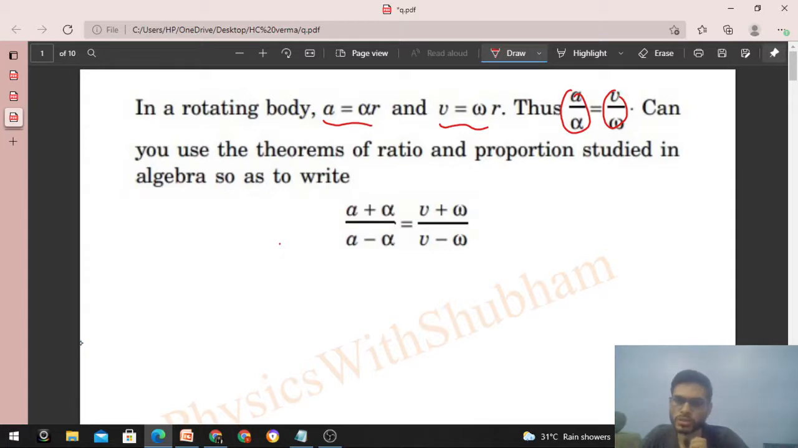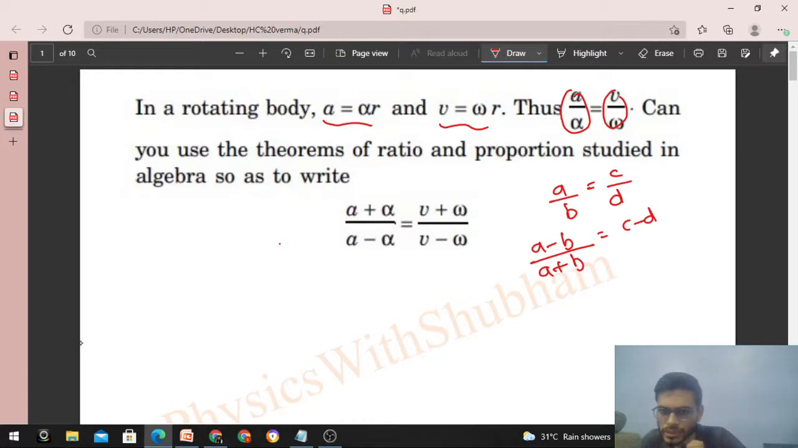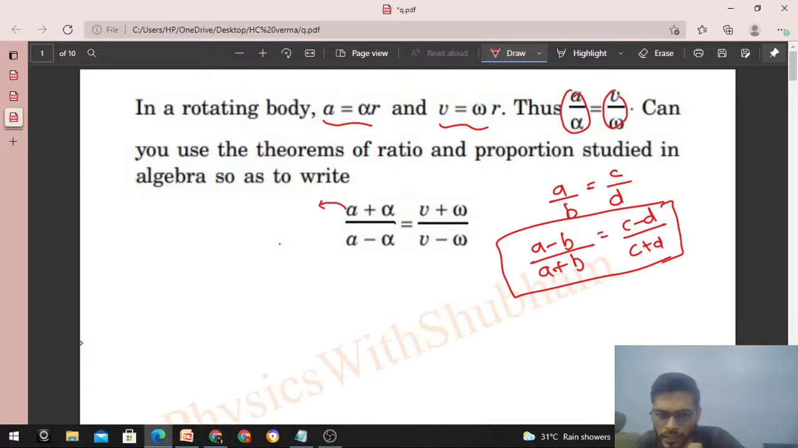Fine. So see, if we have A upon B is equal to C upon D, then we can always write (A minus B) upon (A plus B) should be equal to (C minus D) upon (C plus D), right? इस तरह से हम लिख सकते हैं, that is componendo and dividendo. But for this case, if you are talking in terms of magnitude, this will be fine. This is the magnitude of acceleration, this is the magnitude of angular acceleration, right?